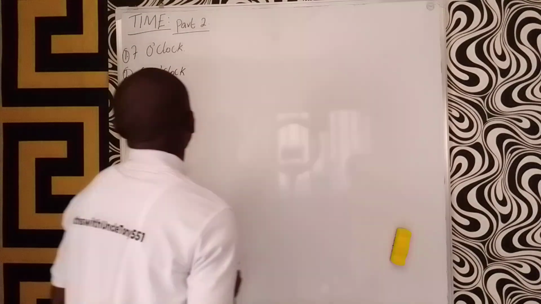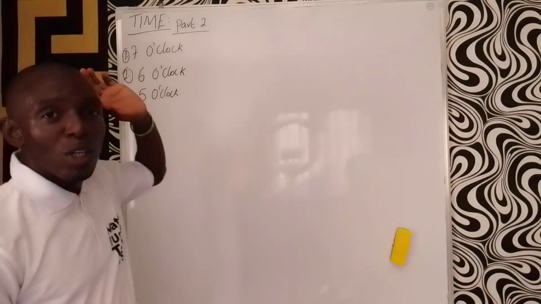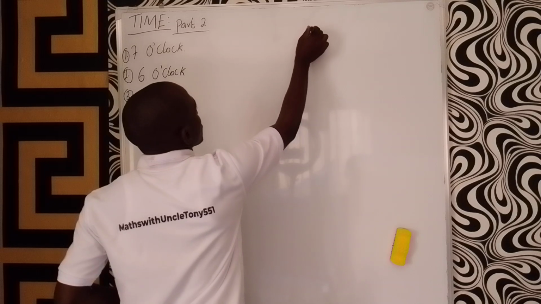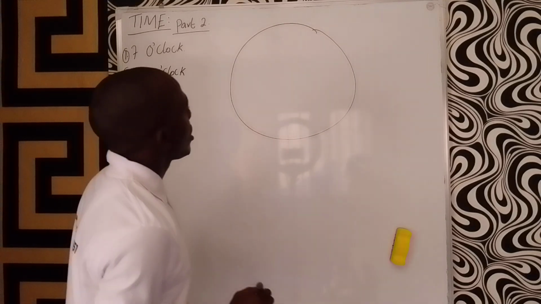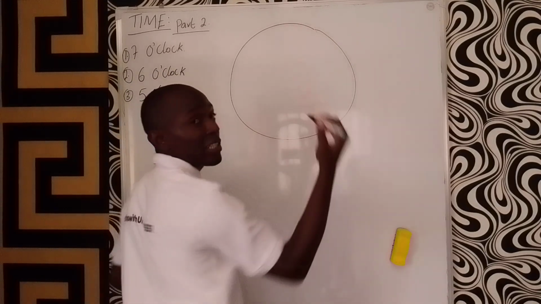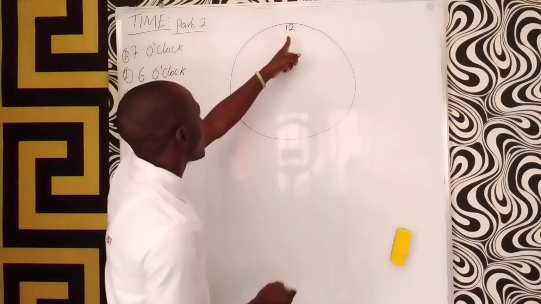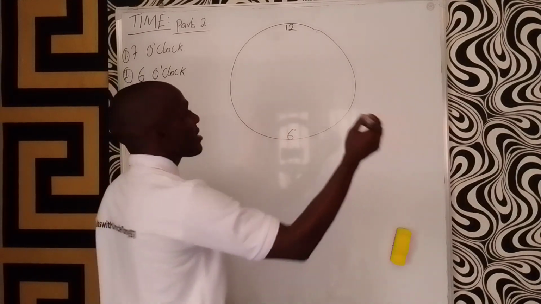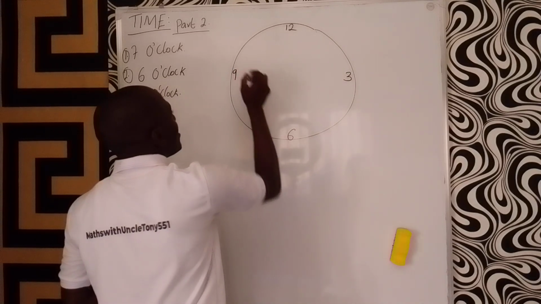Okay, let's take for example when we have 7 o'clock. Let's quickly draw the time. This is my circle. Now we have to perfectly draw time. Start from here. This is 12. Then separate it into 2 and write your 6 here. By your right hand side you write 3. By your left hand side you write 9.